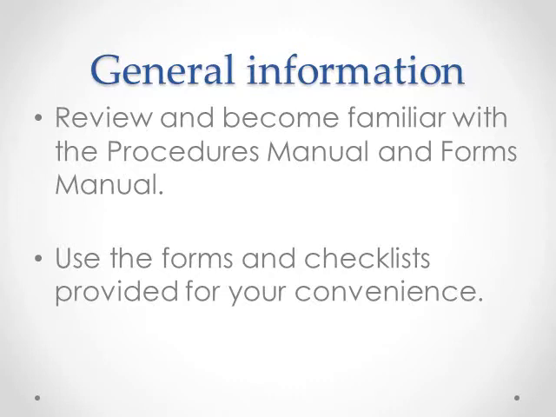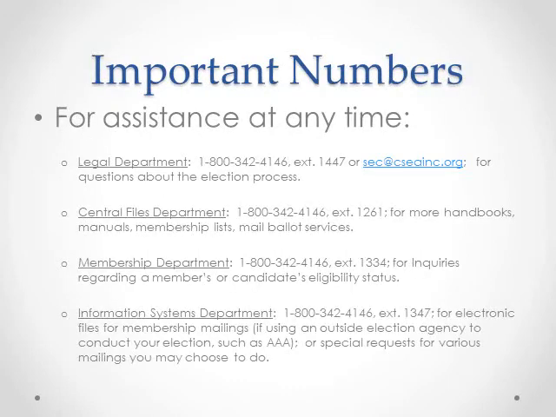You may also use forms and checklists provided to you in the manuals for your convenience. The checklist is on page 6 of the Procedures Manual, and an overview of the entire process from soup to nuts can be found on pages 7 to 9 of the Procedures Manual. That is Book 1.